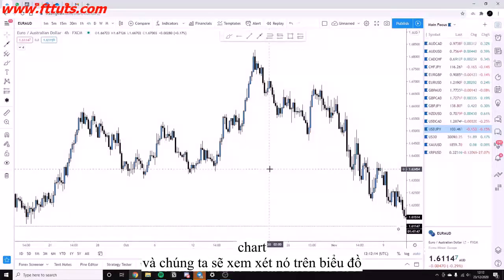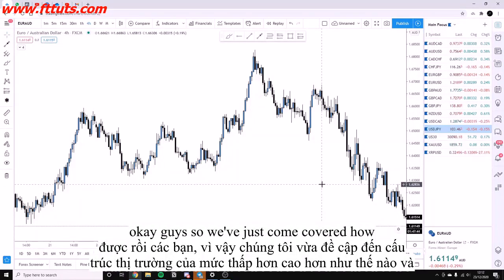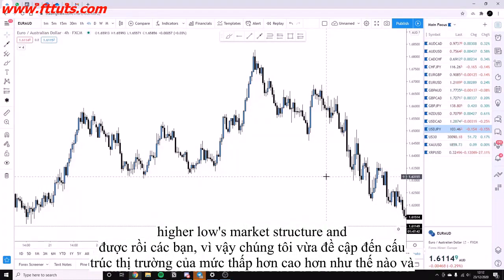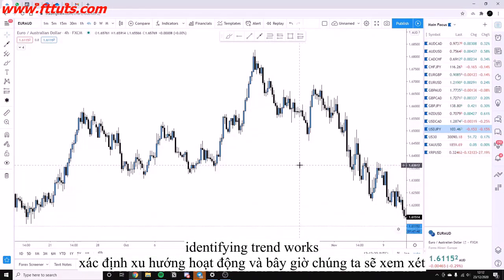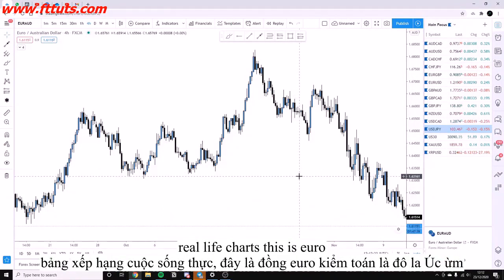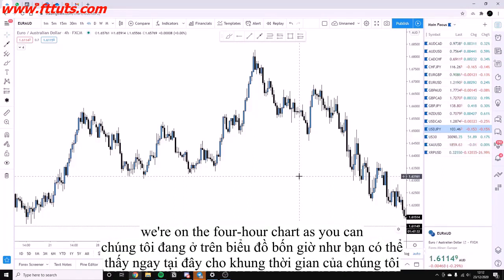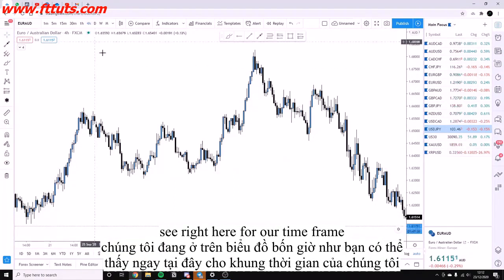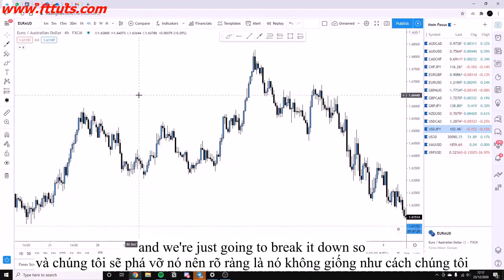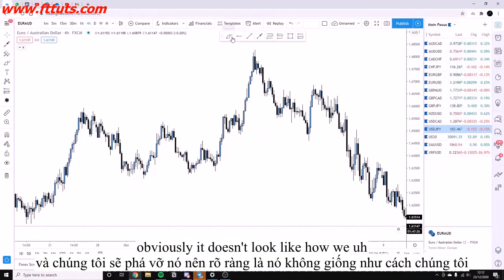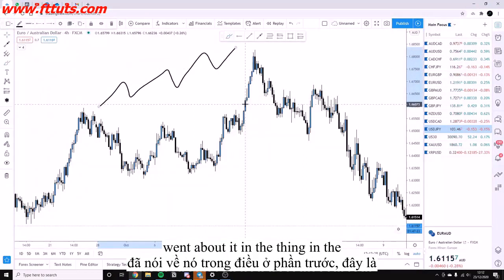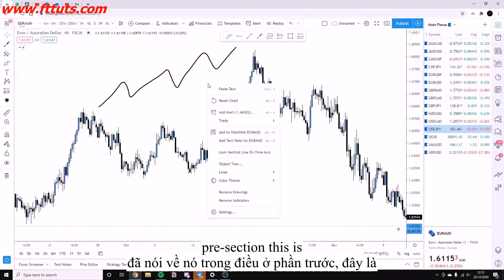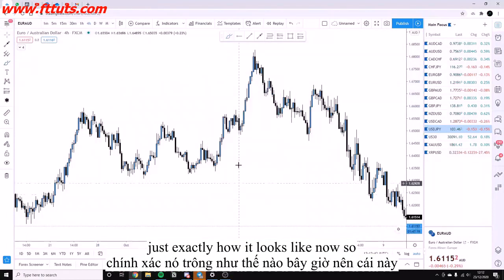Okay guys, so we've just covered how higher lows, market structure and identifying trend works. Now we're going to look at it on the real life charts. This is EUR/AUD, which is Australian dollar. We're on the 4-hour chart, as you can see right here, 4-hour time frame, and we're just going to break it down. So obviously it doesn't look like how we went about it in the pre-section. This is just exactly how it looks like now.